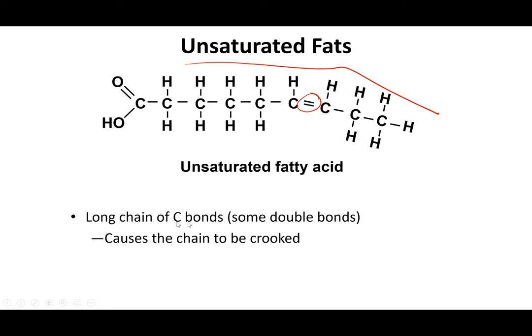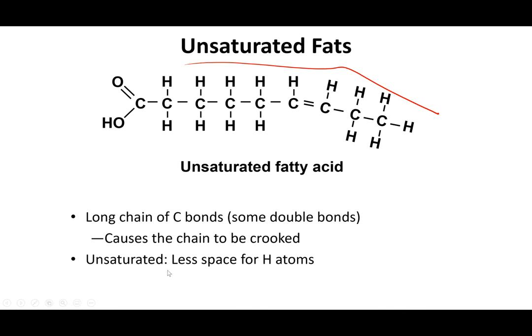So that long chain of carbon bonds is still there, but there are some double bonds. It can be one, it can be two, it can be more than that. And that causes that chain to be crooked. It's kind of like a bent paperclip. And the reason why is if there were hydrogens here, it would cause the long chain to straighten out. But because they're not there to hold the structure straight, it bends. So you get that crooked tail.